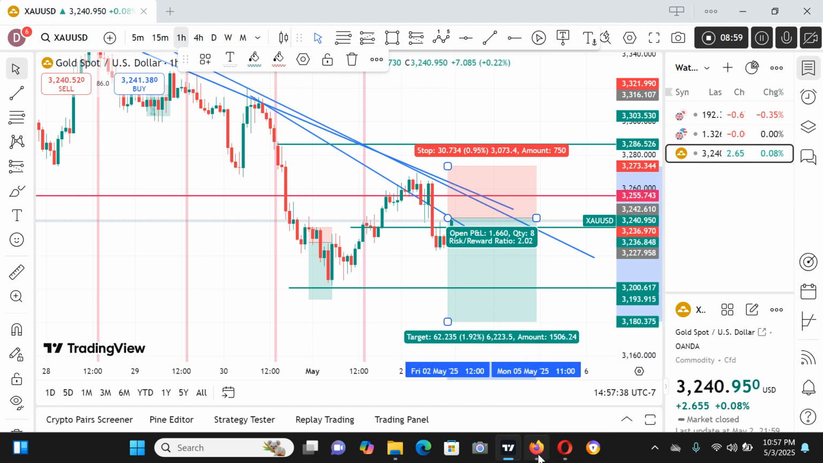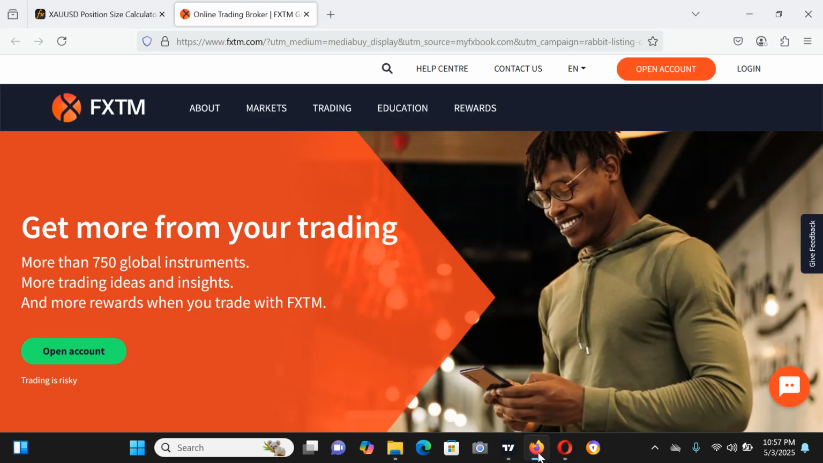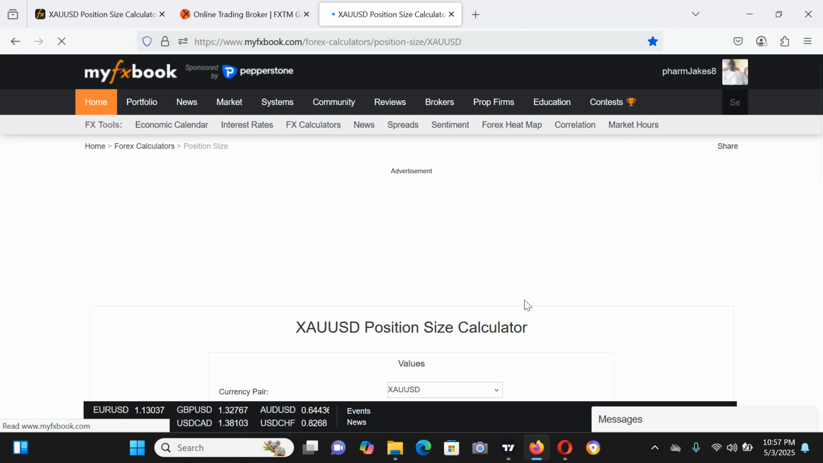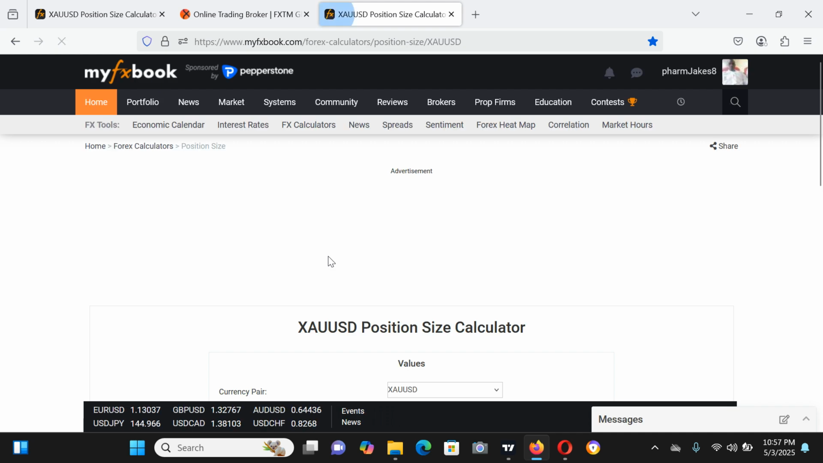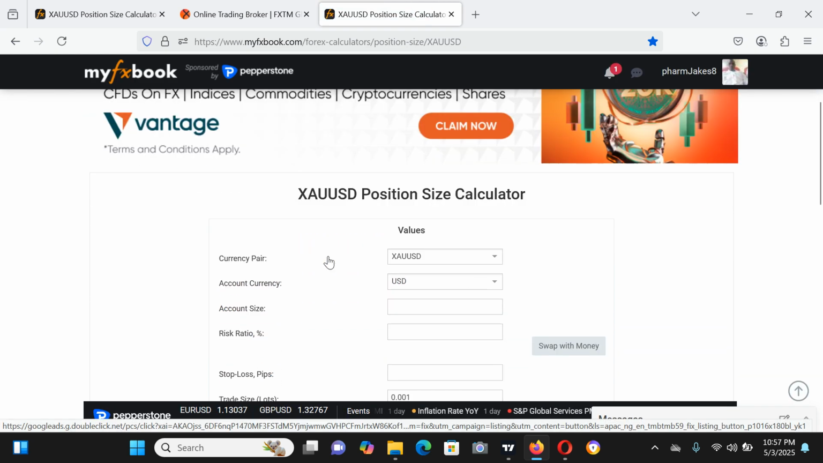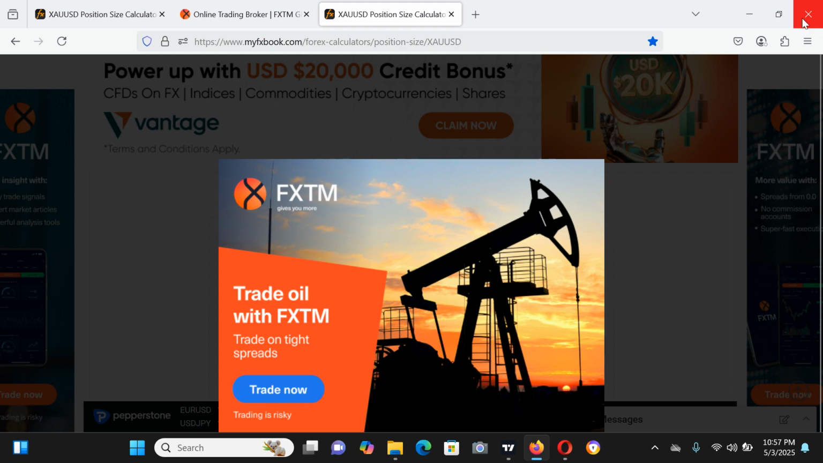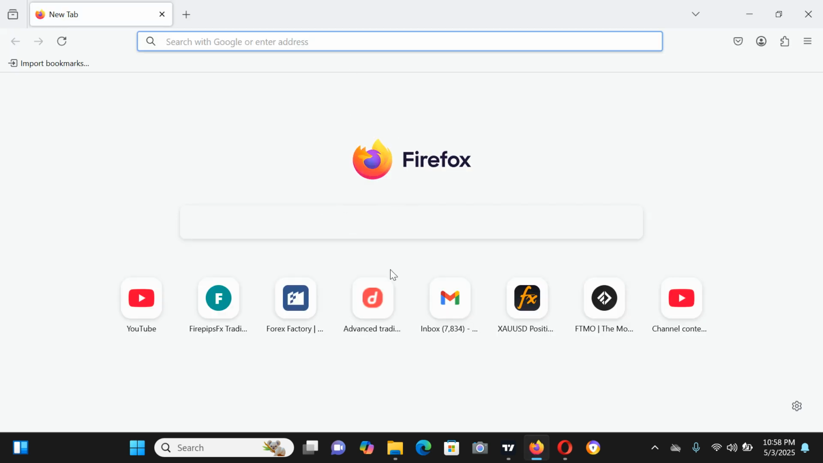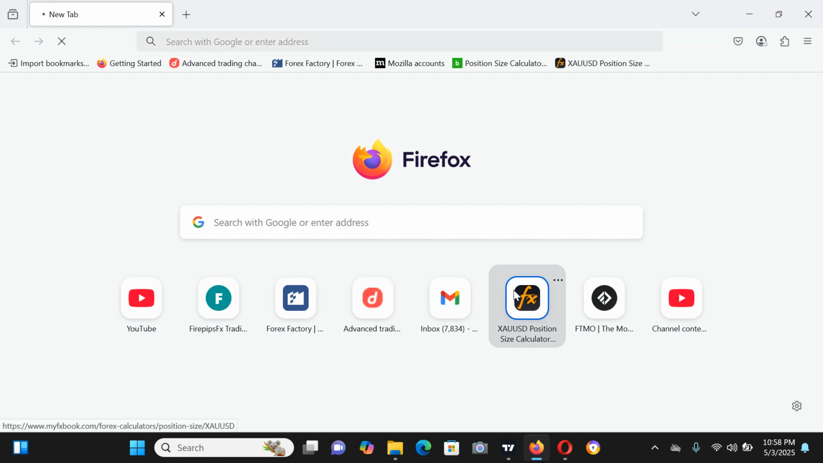So we now go straight to my FX book position size calculator, to input the number of pips so as to help us know the exact amount of money we are risking on the financial market. If we are comfortable with it, then we proceed to place the trade.